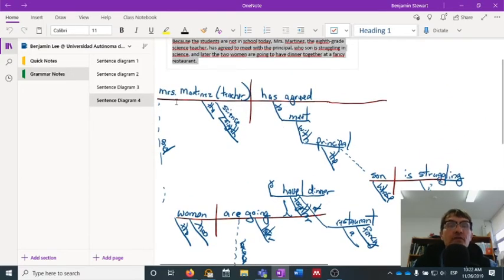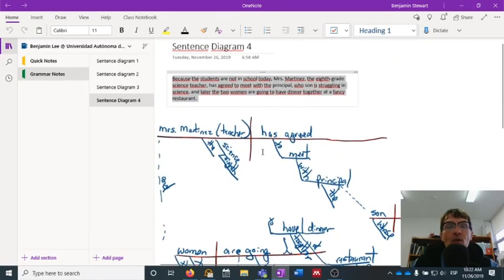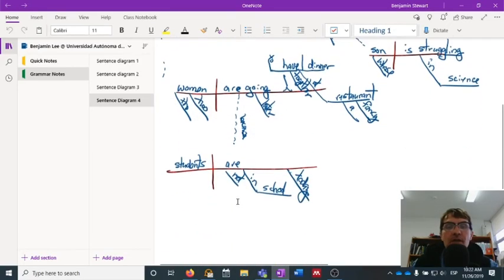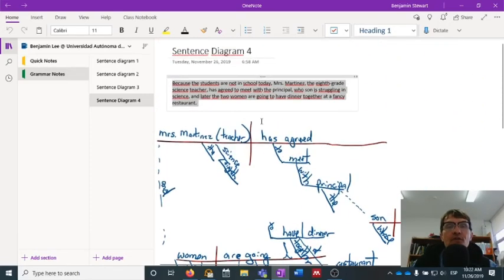So if we use the first clause, Mrs. Martinez has agreed to meet with the principal because students are not in school today, or the two women are not going to have dinner because the students are not in school today. I would argue the second would be the most appropriate to label or to connect to the verb phrase are going to have.